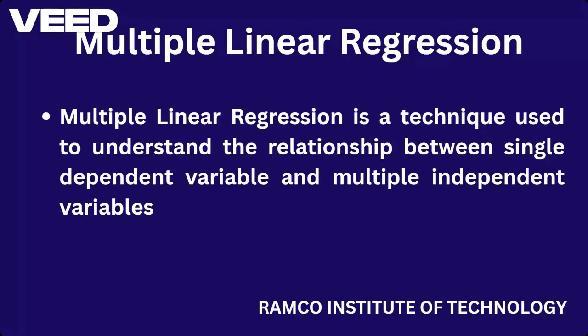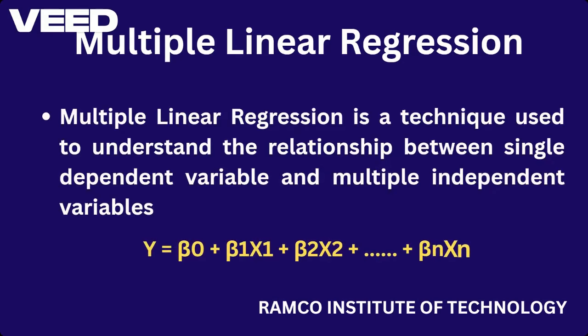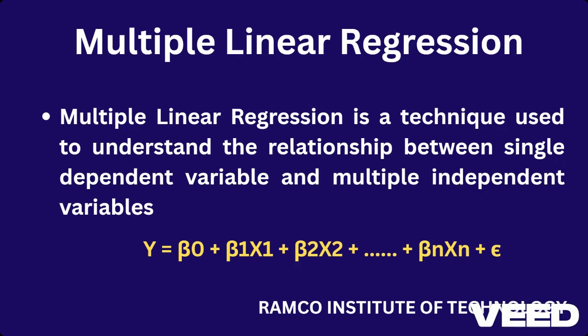Next is about multiple linear regression. So it is a technique used to understand the relationship between a single dependent variable and multiple independent variables. So the equation is given by y equal to beta naught plus beta 1 x1 plus beta 2 x2 and so on up to beta n xn plus epsilon. Here y is a dependent variable, beta naught is nothing but intercept, x1, x2 etc. up to xn are the multiple independent variables, and beta 1, beta 2 up to beta n are nothing but slopes. Epsilon is considered as a random error.